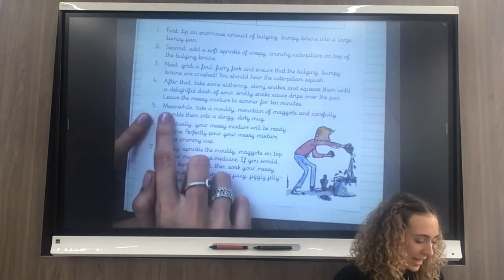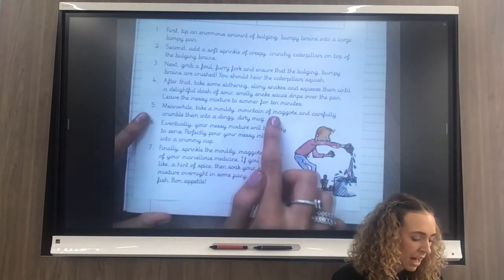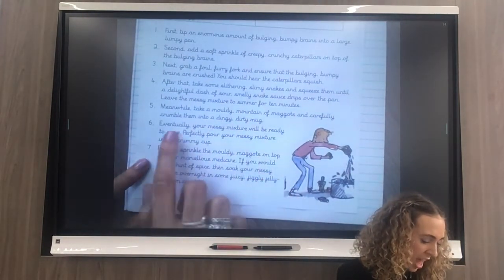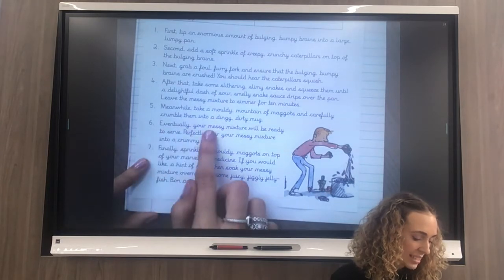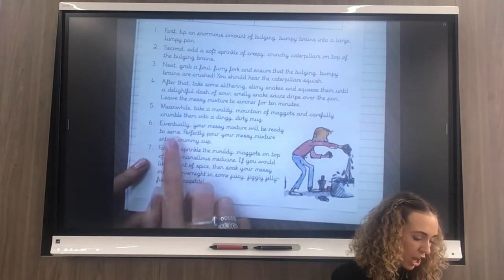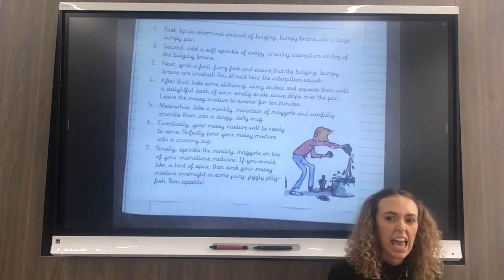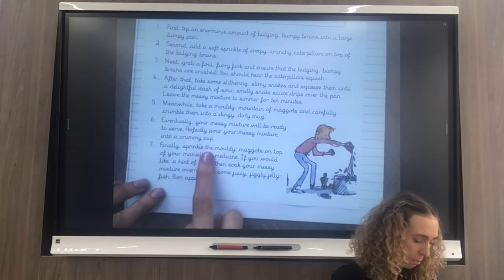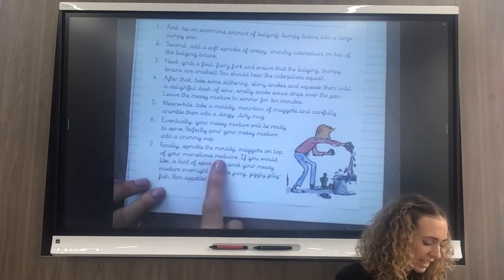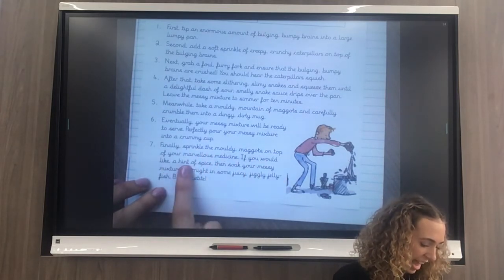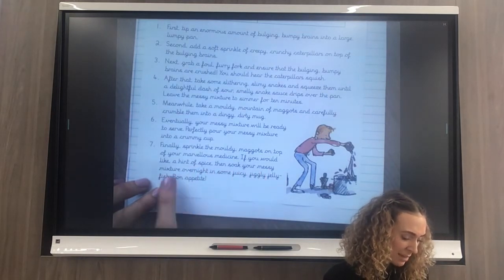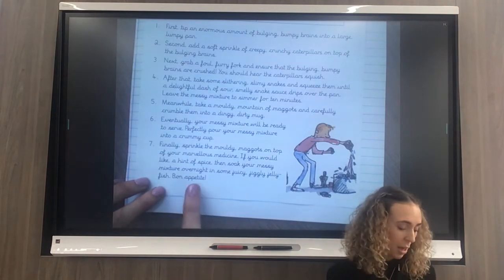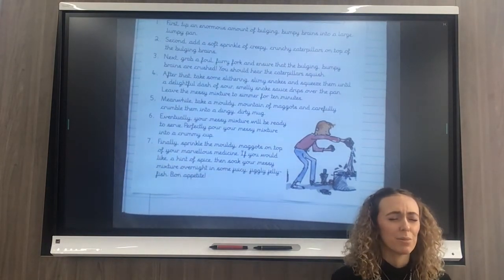Number 5, meanwhile, take a mouldy mountain of maggots and carefully crumble them into a dingy, dirty mug. 6, eventually your messy mixture will be ready to serve. Perfectly pour your messy mixture into a crummy cup. Finally, sprinkle the mouldy maggots on top of your marvellous medicine. If you would like a hint of spice, then soak your messy mixture overnight in some juicy, jiggly jellyfish. Bon appetit. Oh, that was gross.